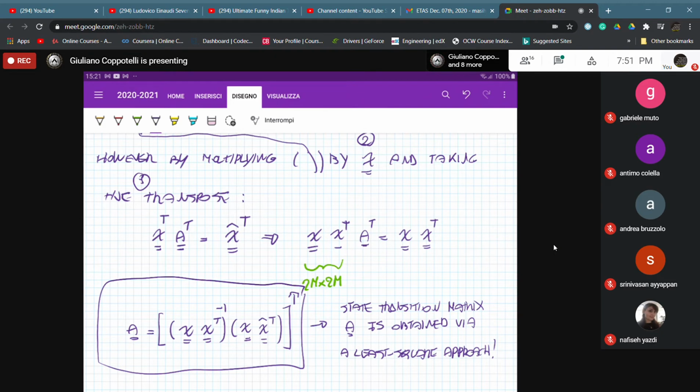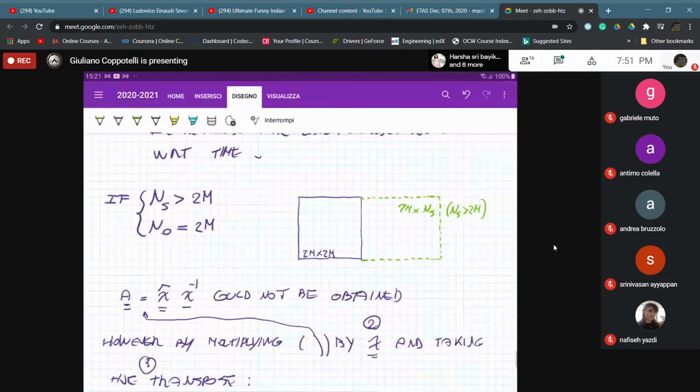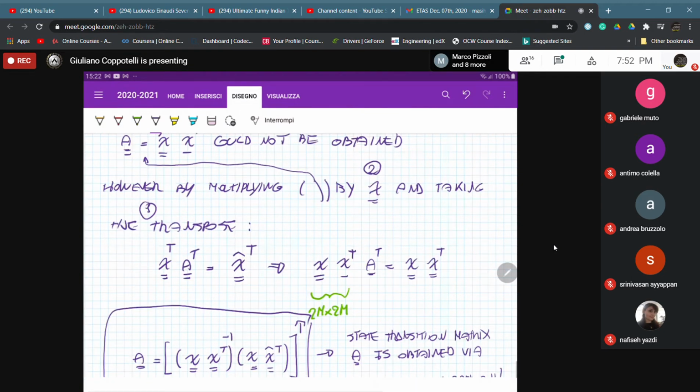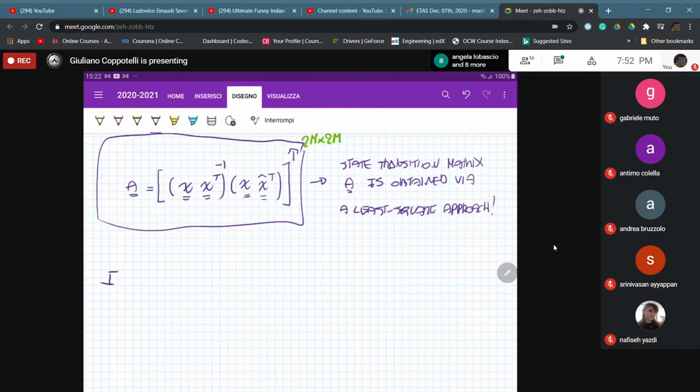Now that is your first case. Now let's see what's happening to the process if we are having that your number of outputs is less than the model order, and let's assume that your number of sampling points is equal to the model order. From the pictorial point of view, what we got is that this is the starting point.